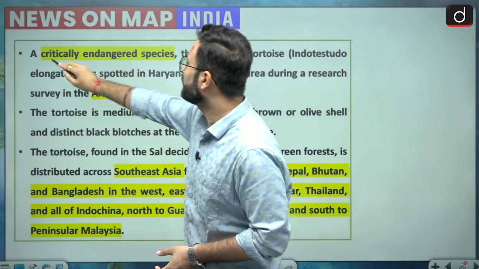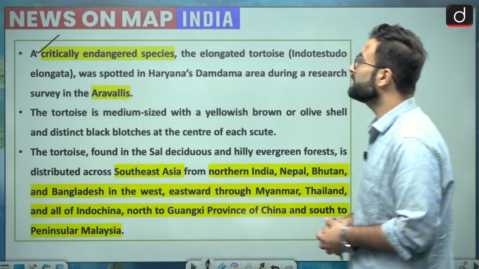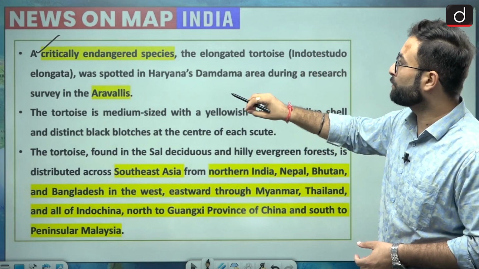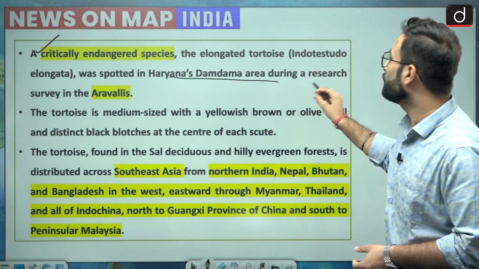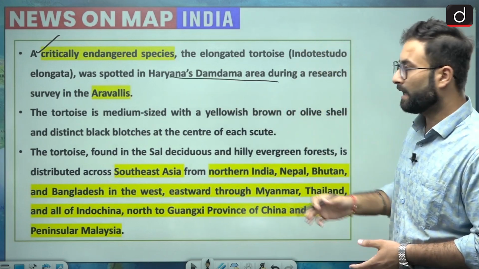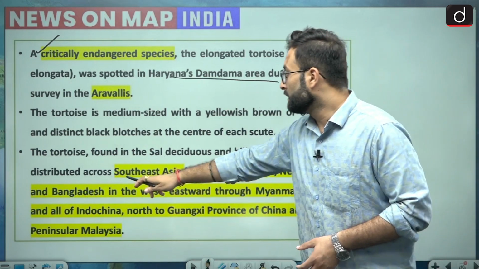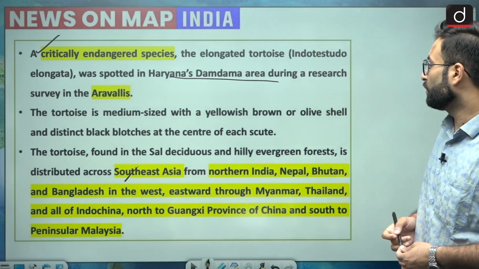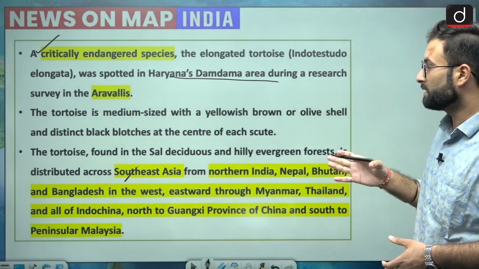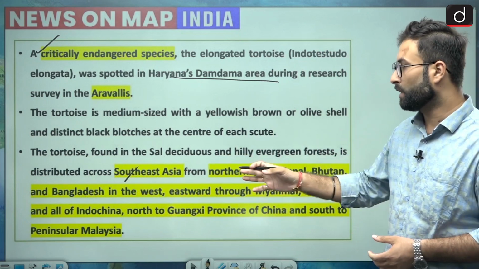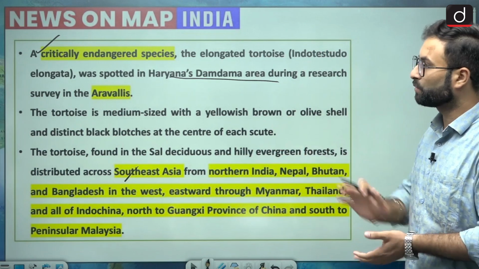Okay, now moving further, something is given over here regarding the specifics of the tortoise. Here you can see that it is a critically endangered species. The elongated tortoise was spotted in Haryana's Damdama area during a research survey in the Aravallis. And generally, as I told you, these are found in the Himalayan foothills, Southeastern Asia and northern India, Nepal, Bhutan, Bangladesh in the west, and eastward through Myanmar, Thailand, and the Indo-China border, etc. So you can go through this slide as well.